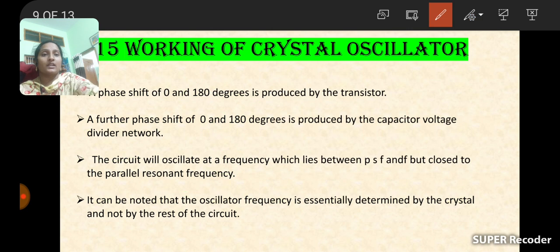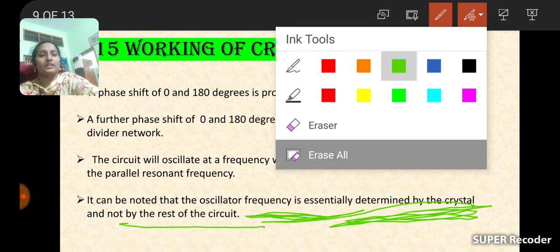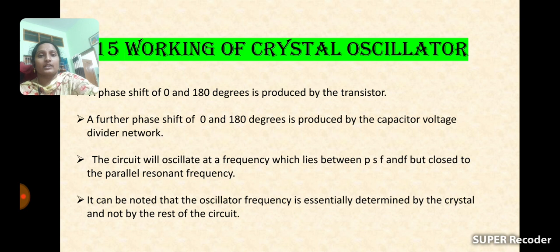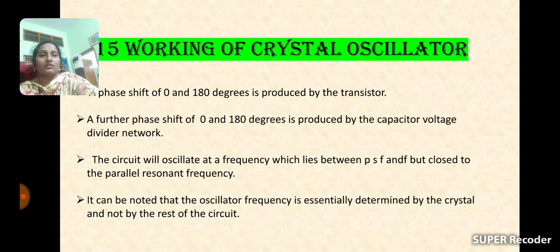In a crystal oscillator, the frequency must be determined only by the crystal, not by the other components in the circuit. Is it clear? So this is about the quartz crystal oscillator construction as well as operation.